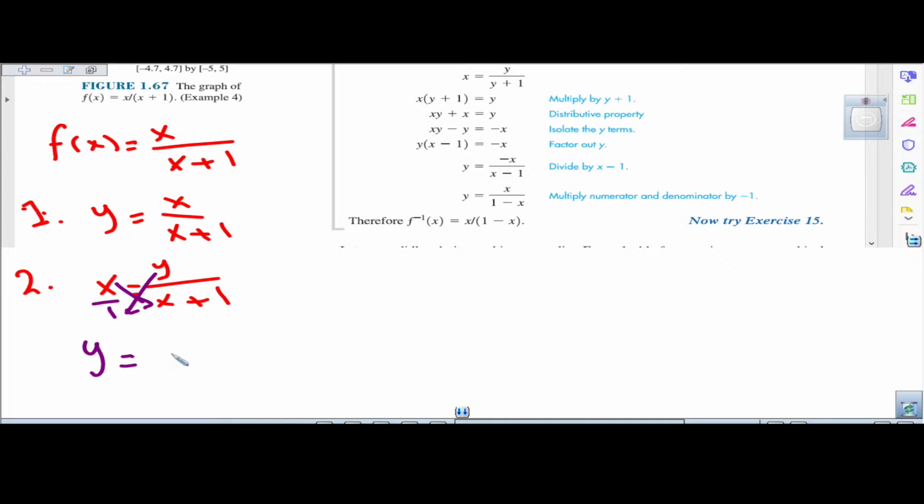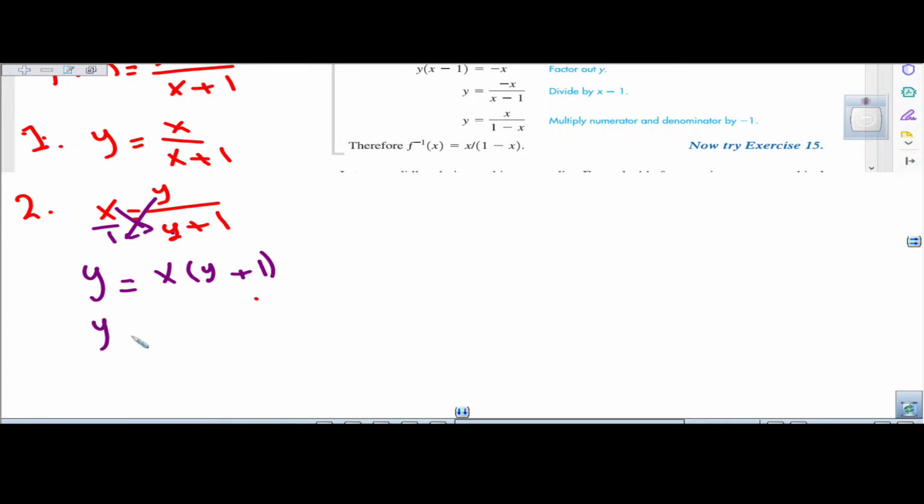hold on a second, am I doing this correctly here? Y times, so I've got x, y plus 1. So x times x plus 1. Hold on one second. I think this one is not right. There's something not right here. Exactly. Thank you. This has to be a y. A slight typo here. So I have a y here. It's not an x.